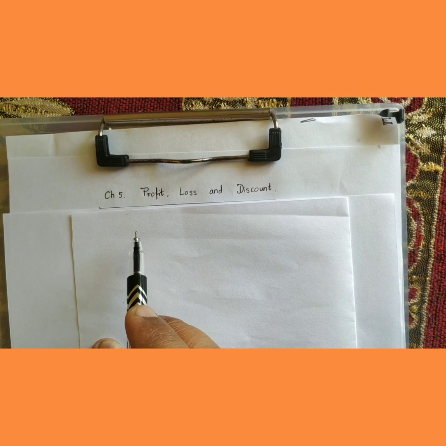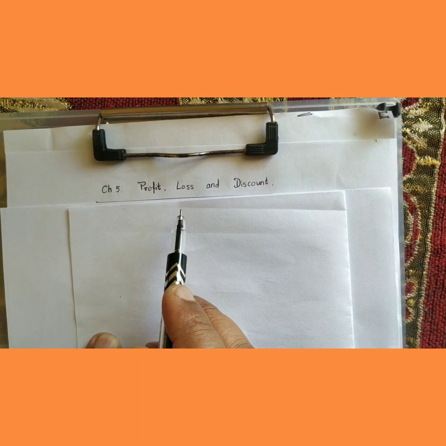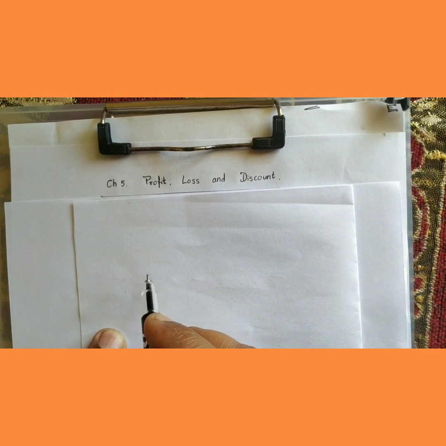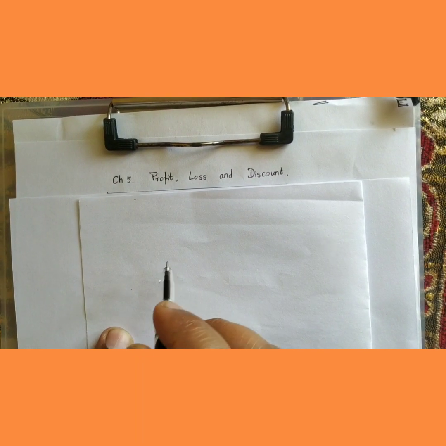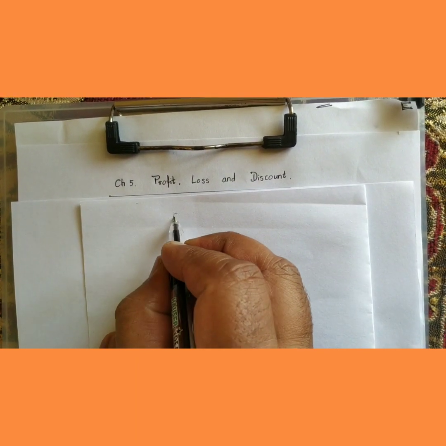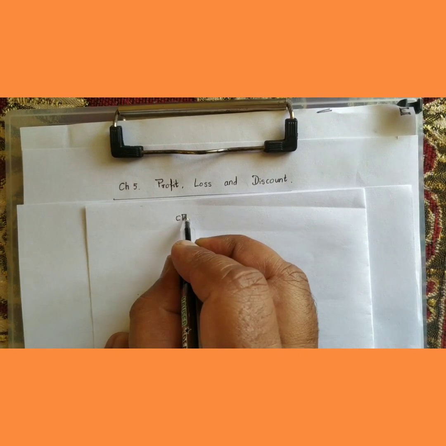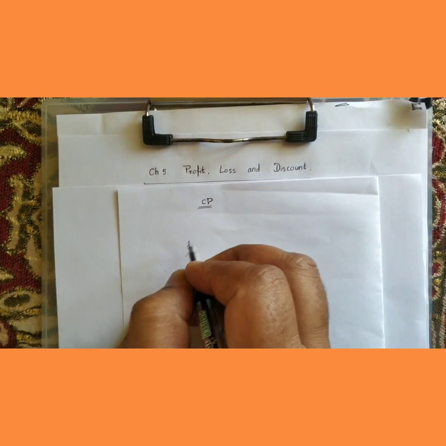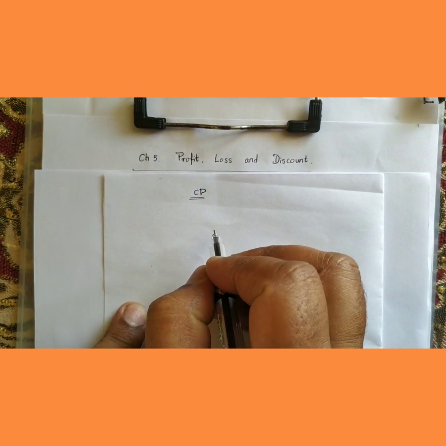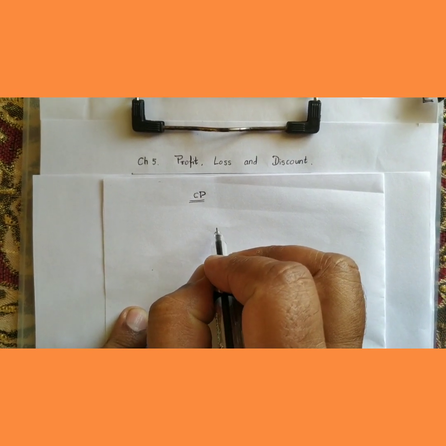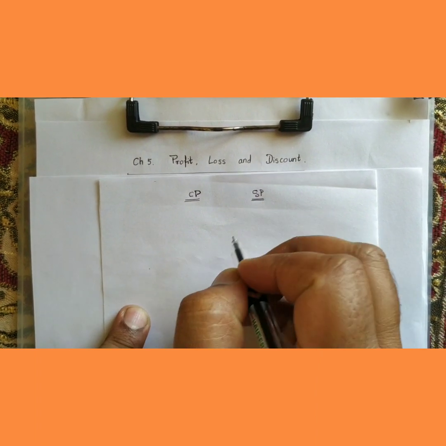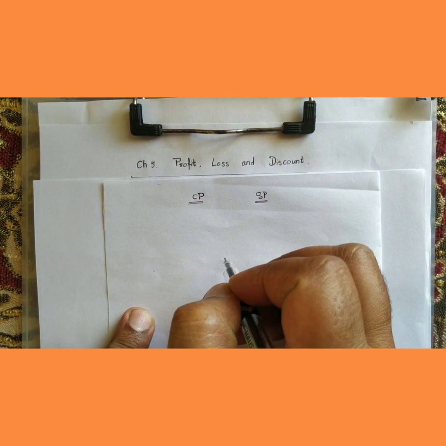So today we will start chapter 5, profit, loss and discount. Before starting this chapter, let's recall some terms. First one is cost price. Cost price is the price at which an article is purchased, and selling price, the price at which an article is sold.